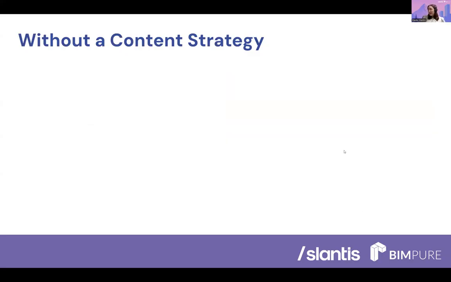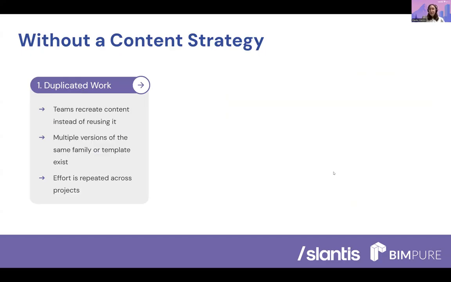What happens without a content strategy? We have a lot of duplicated work. So teams are recreating content instead of reusing it. I have seen this a lot of times, for example, we already have a sink family. I was thinking of another thing, but the word slipped from my mind. A sink family, let's say. And I need another sink family, but I don't know where there is. So I just redo it all over again. So this is duplicated work.